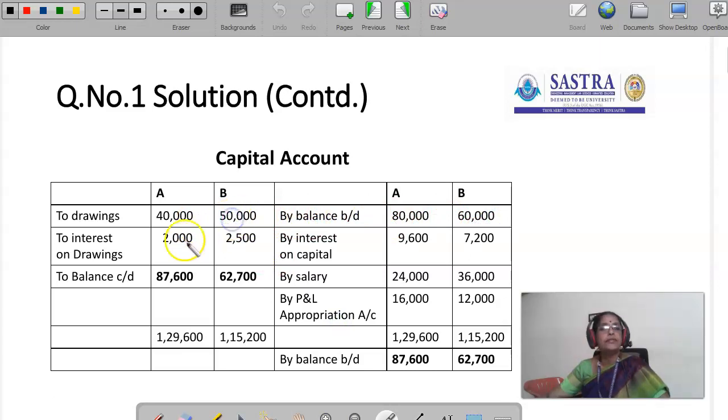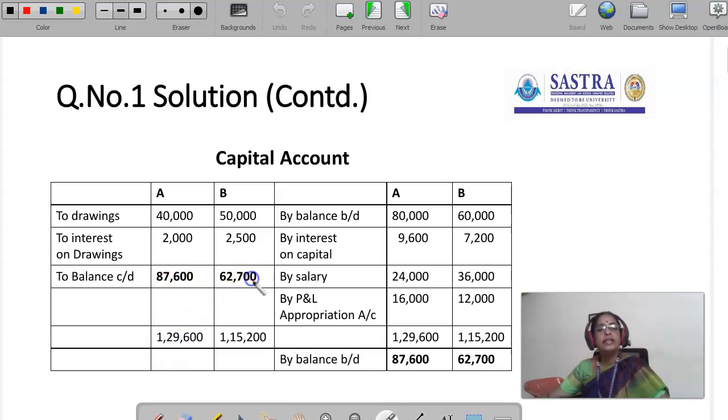Drawing is 40,000, 50,000. Interest on drawing is 2,000 and 2,500. Salary is 24,000 and 36,000. P&L appropriation is 16,000, 12,000. The total of the credit side is 1,29,600, 1,15,600. Sorry, 200. So the balance is 87,600.